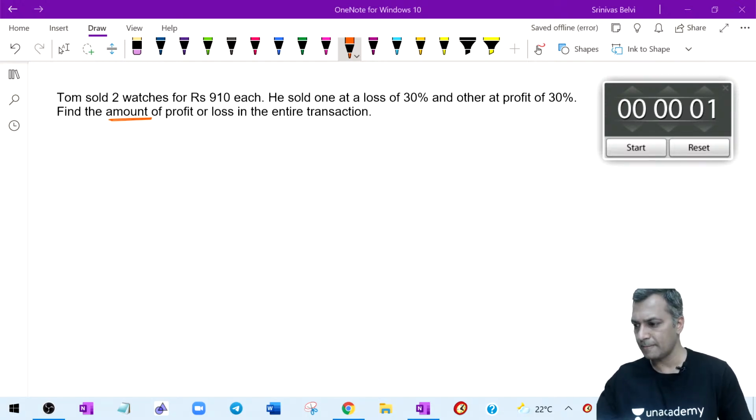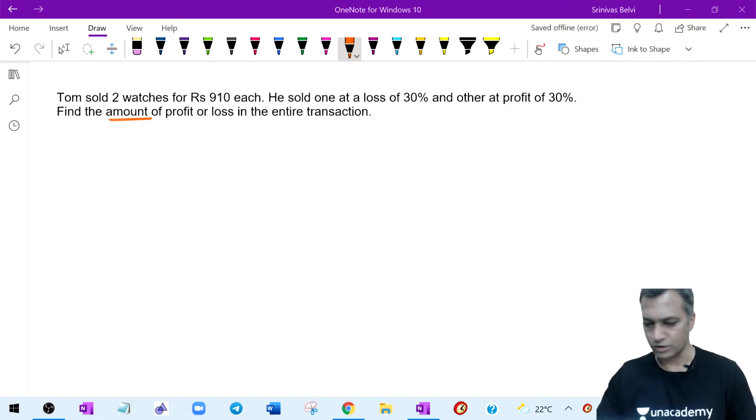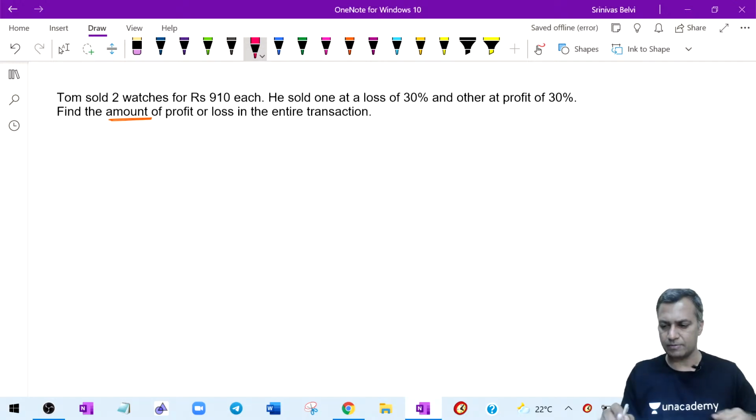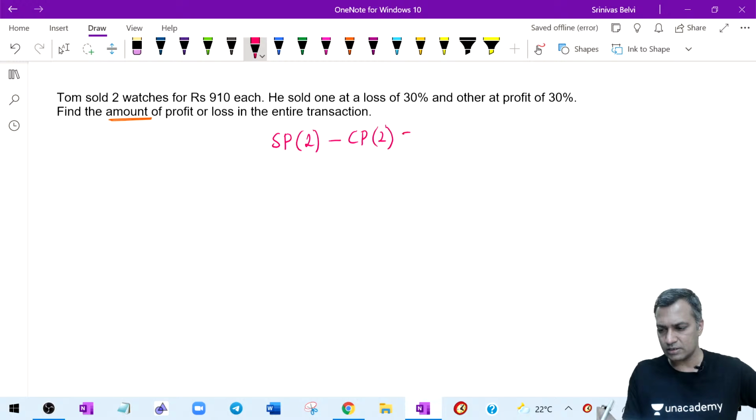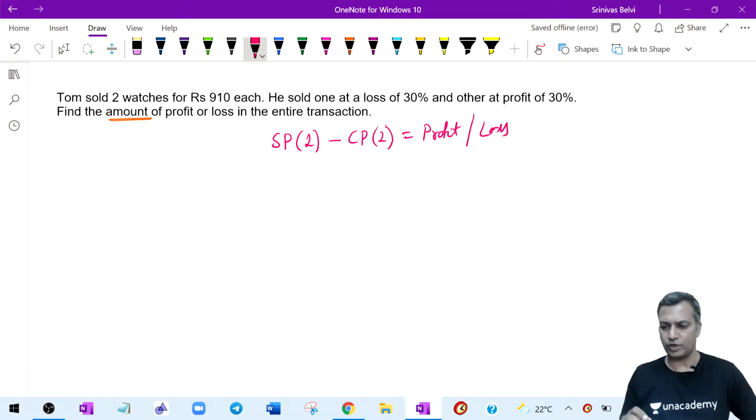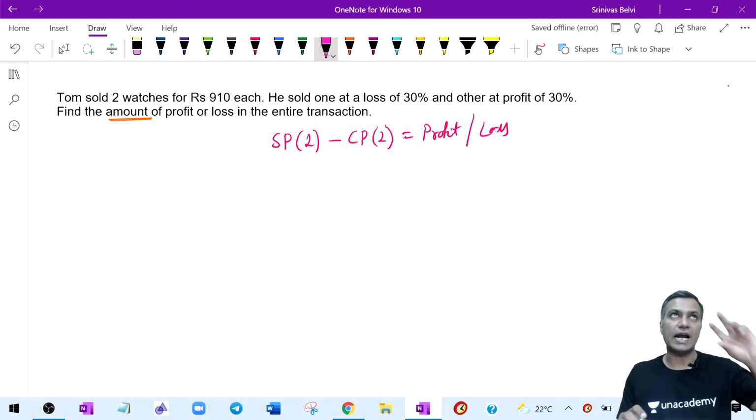What happened, guys? I thought these were simple questions. We are doing multipliers, and I felt these were simple questions. Anyway, let me do this. What I want is selling price of two articles minus cost price of two articles. The difference is going to tell me the profit or loss amount. If it is a negative value, then there is a loss. If it is a positive value, there is going to be a profit.